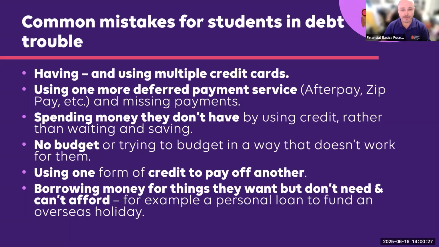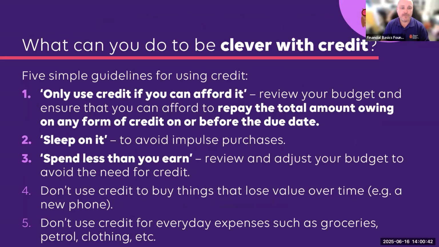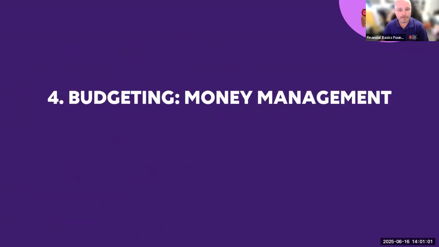Spending money they don't have, which we're talking about by using credit rather than waiting and saving, which is a decision and a behavioral thing. Not having a budget, using one form of credit to pay another, and then borrowing to buy things they don't need or can't afford. So I've mentioned only use credit if you can afford it. On our website, you'll see things like sleep on it as a rule of thumb. Spend less than you earn means don't blow out your budget and spend more money than what you've got coming in. And ideally, don't use credit to buy things that lose value, or groceries and clothes, petrol, etc.